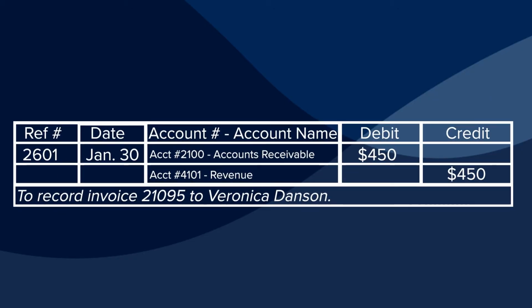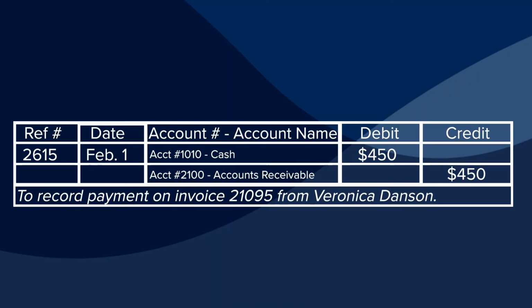On January 30th, Sally completes a scrapbook design project for Veronica Danson and sends out invoice number 21095 for $450. The journal entry to record the revenue and related receivable debits accounts receivable for $450 and credits revenue for the same amount. Two days later, Sally receives payment on that invoice. The journal entry to record payments on that invoice debits cash for $450 and credits accounts receivable for the same amount.